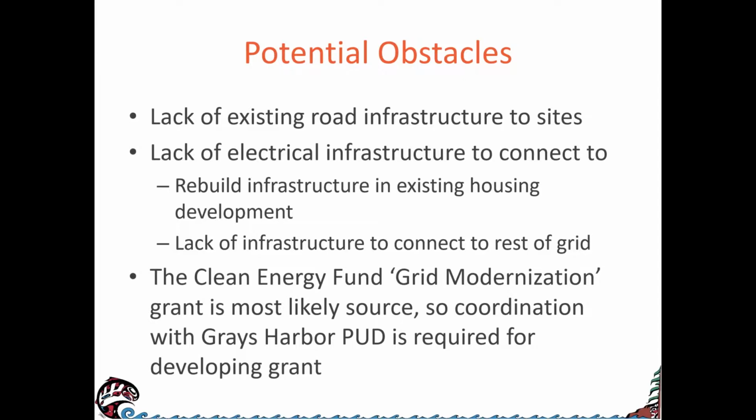And then there's a lack of infrastructure to connect to the rest of the grid. You saw the power line that we have. The nearest substation is 10 miles away. So I think that 10-mile stretch would probably need significant upgrade. I believe the Public Utility District has indicated that. So hooking up the 1 megawatt system isn't necessarily straightforward. And then the Clean Energy Fund Grid Modernization Grant is the most likely source of a lot of money, so we'd have to rely on coordination with the Public Utility District and hope that they are behind the project also. Next.